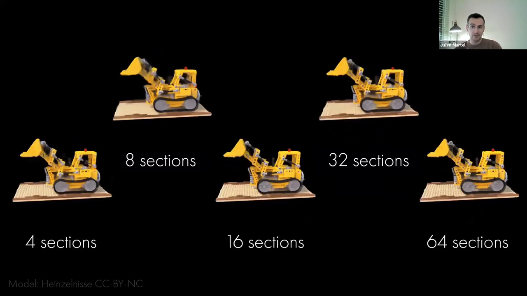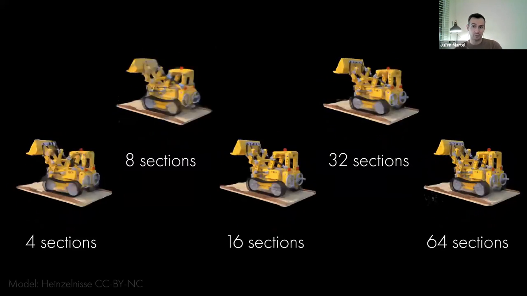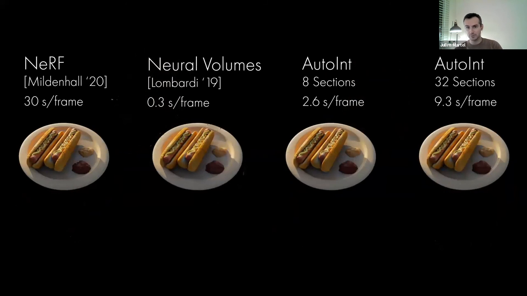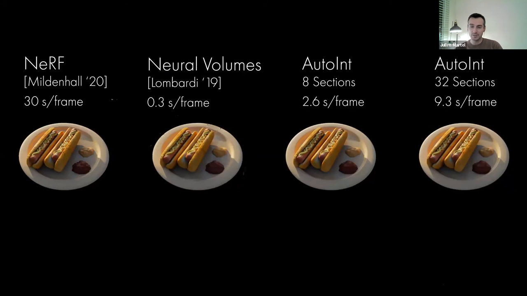But because you only have four sections to evaluate, which correspond to 8 forward passes through your AutoInt network, you are actually much faster. And so at the time, and there's been tremendous work now that we should acknowledge on speeding up neural rendering, and there's even a paper now showing that you can even train NeRF in 5 seconds. Here at the time, while it would take 30 seconds to render a NeRF frame, we would typically take 2.6 seconds with 8 sections for AutoInt, which was quite a speed up. And we had that demonstrated on a variety of scenes.